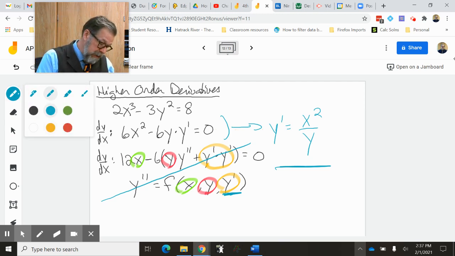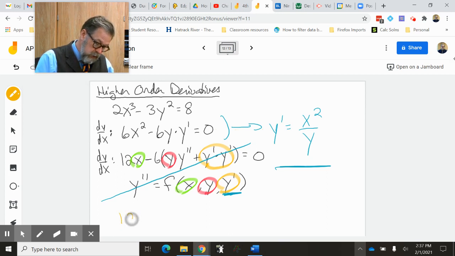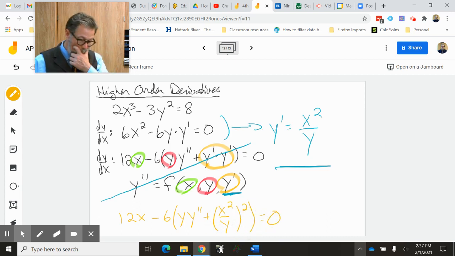I'm going to just change colors. I'll change to gold. I've got 12x minus 6 times y double prime plus, well, I know that y prime is x squared over y, all squared, is equal to 0. And so it wasn't really that much simpler. I just sort of was traipsing along with the book and not really thinking, which is my fault.